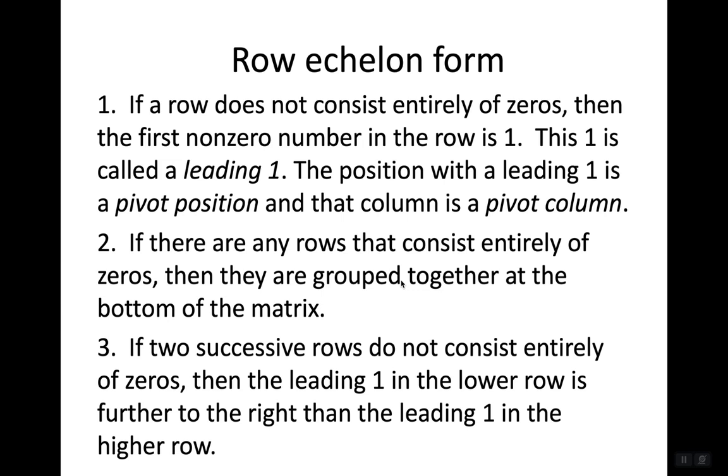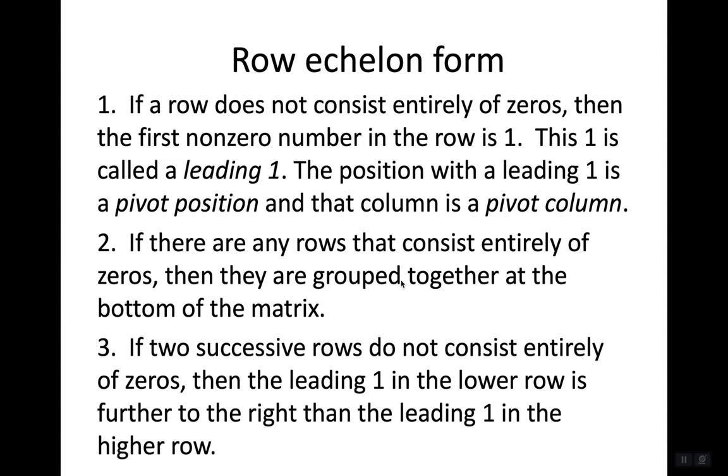We want to get the matrix in what's called row echelon form. Here's what that looks like. Again, this looks complicated, but you'll get the hang of it. First, if a row does not consist entirely of zeros, then the first non-zero number in the row is 1. This one is called a leading one. The position with the leading one is a pivot position, and that column is a pivot column.